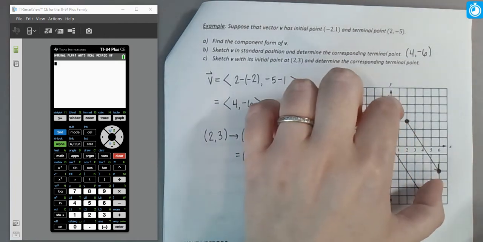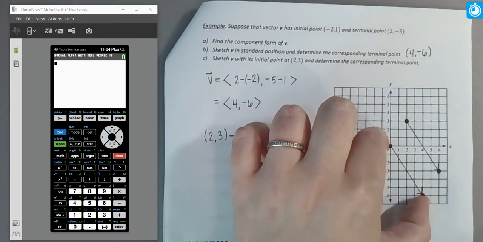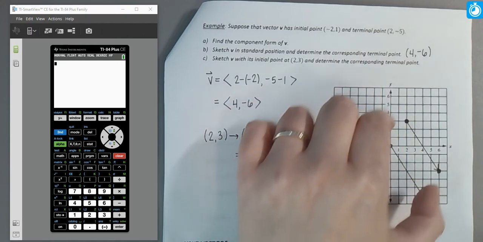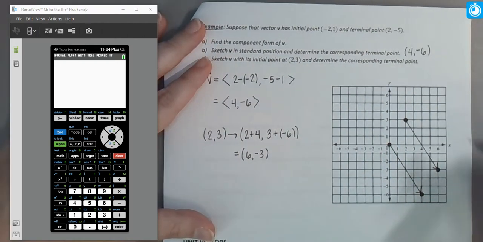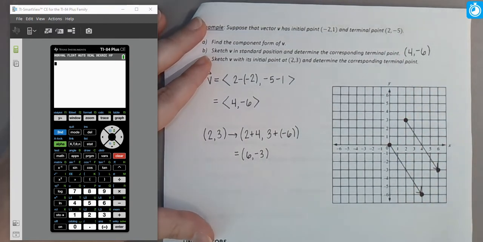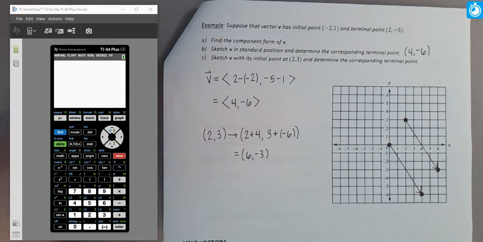So notice all this is a translation of this original vector in standard position. So it has the same length, the slant is the same, we're pointing in the same direction, but we've translated it to a different location within the coordinate plane. So again, the actual expression of the vector is independent of where it is in the coordinate plane. These two vectors are considered to be the same.